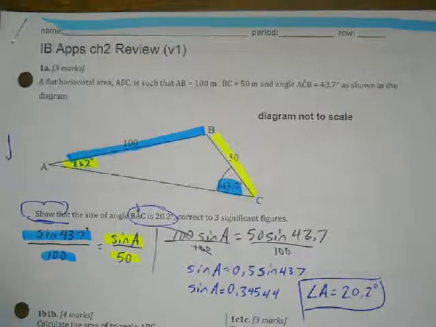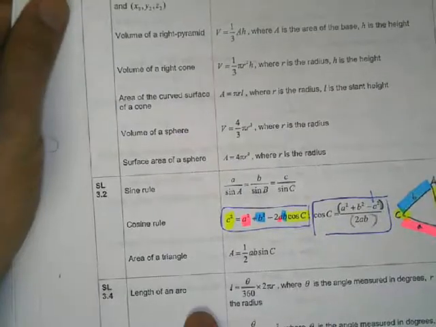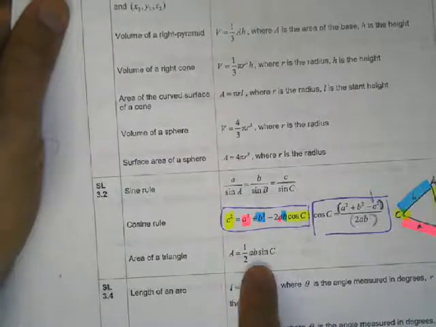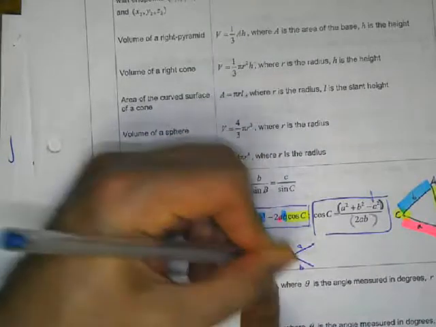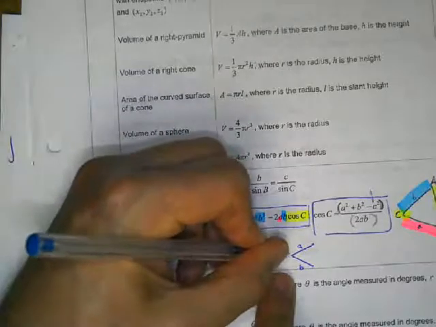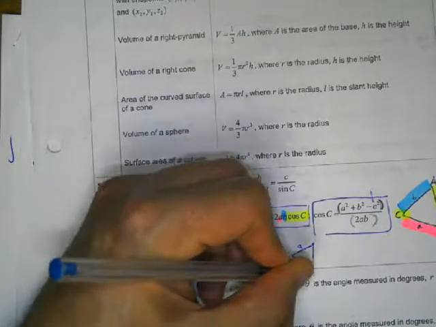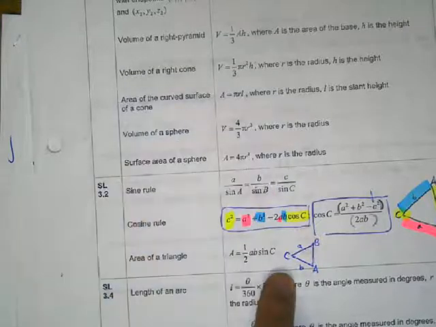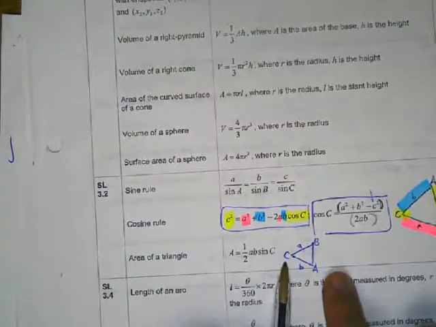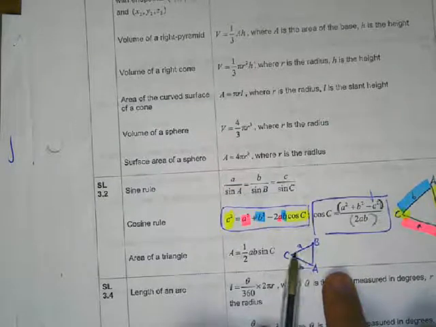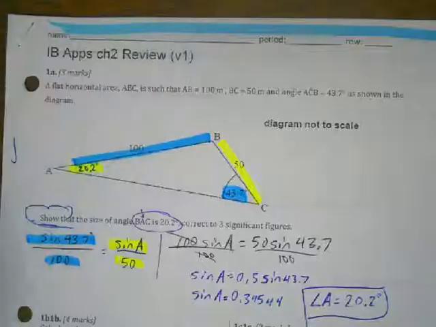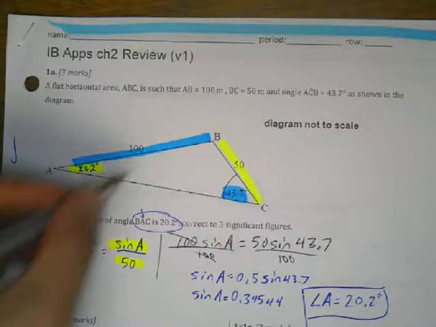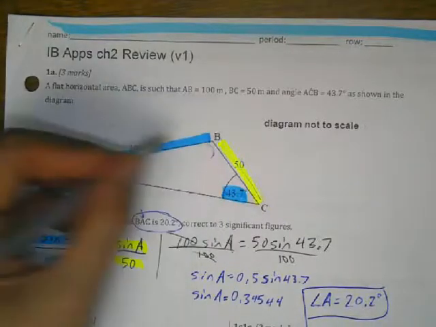Okay, so calculate the area of the triangle. So I go back to my formula sheet and I say, okay, the area of a triangle is 1/2 ab sine C. These are the sides on either side of the angle that we know. Remember, the capital letters represent the points, and the lowercase letters represent the sides across from the capital letter. So here we go. We know these two sides here. We need to figure out this angle first before we do anything.